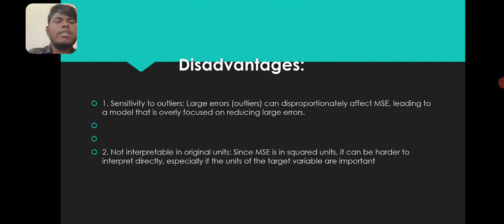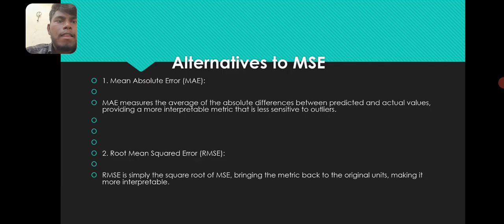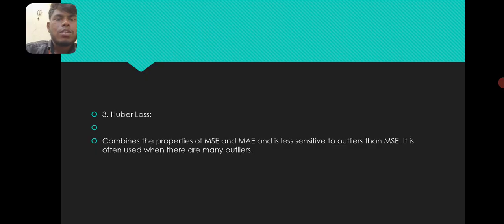Sensitivity: large errors can disproportionately affect MSE, leading to a model that is overly focused on reducing large errors. Since MSE is in squared units, it can be harder to interpret directly, especially if the units of the target variable are important. The average of the absolute differences between predicted and actual values, providing a more interpretable metric that is less sensitive to outliers. Combines the properties of MSE and MAE and is less sensitive to outliers than MSE. It is often used when there are many outliers.